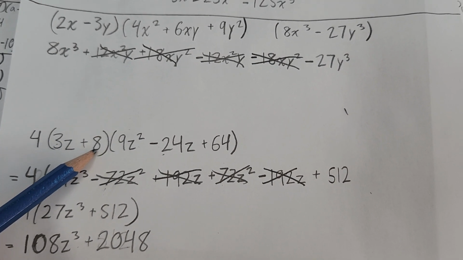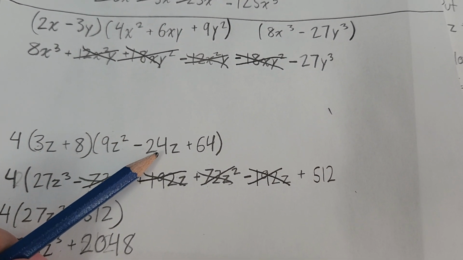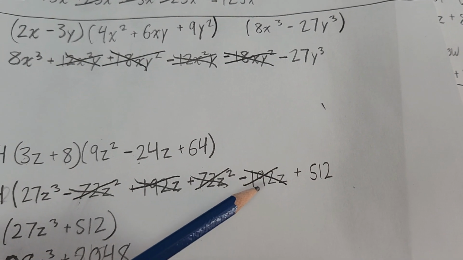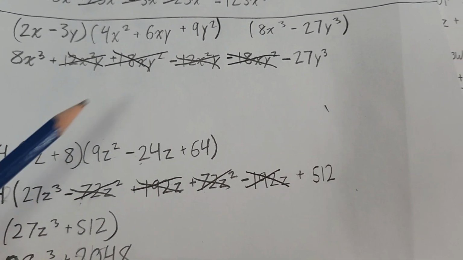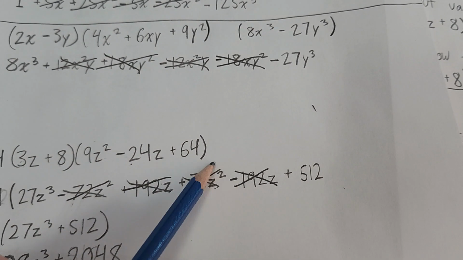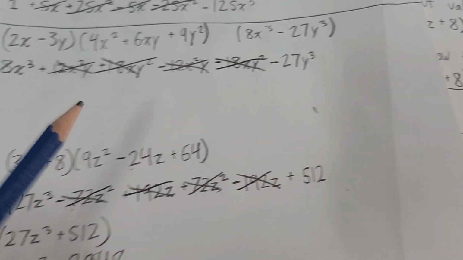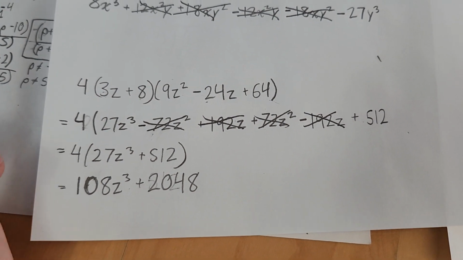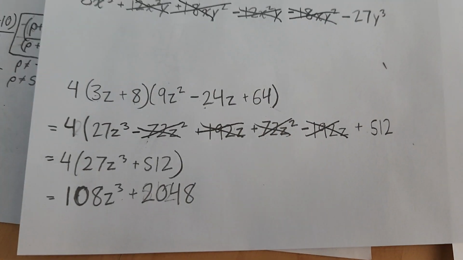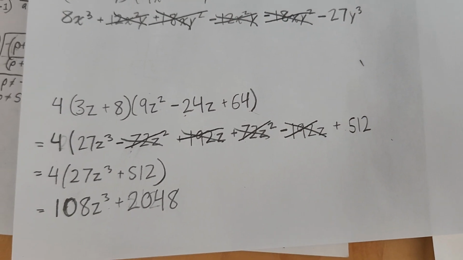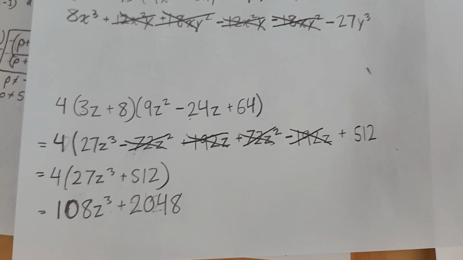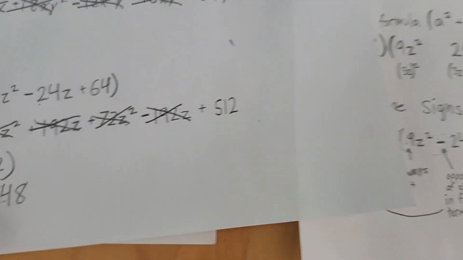And then this 8 times negative 24z squared gets us negative 192z. And the negative cancels out with a positive. And then we have 8 times 64, which gets us our last 512. And that becomes the expanded form. That's just if you're curious. And if you have time to double check your answers, you could always expand it and make sure that you're doing it right. So let's get into some practice problems.